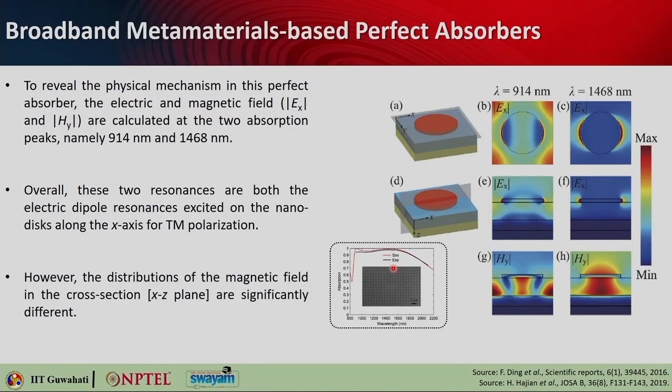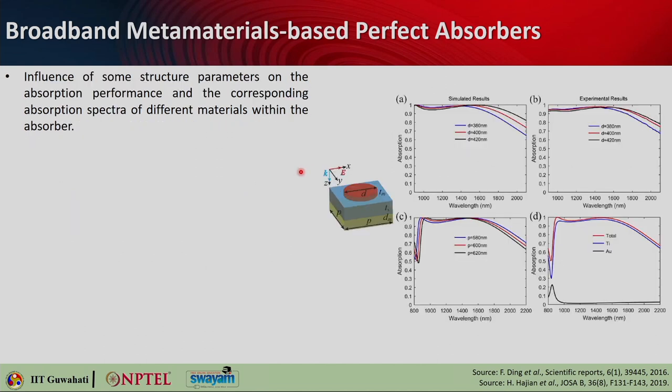So once again, we can attribute this broadband absorption to the combination effect of propagating surface plasmon and low Q localized surface plasmon resonance. Now, you can see here some of the parametric sweep results. It means the influence of some parameters on the absorption performance and how the absorption spectra look for different materials.